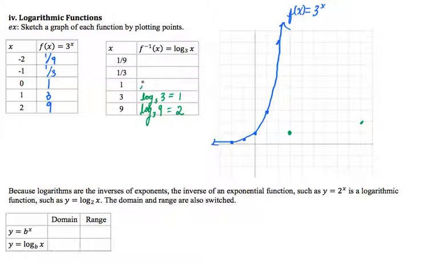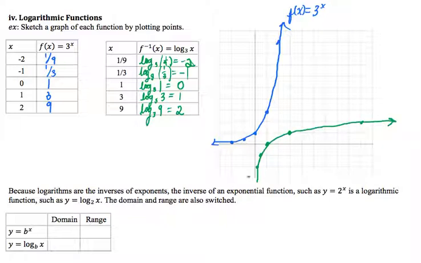Log base 3 of 1. 3 to what power is 1? 3 to the 0 is 1, so it goes through 1, 0. All right, log base 3 of a third means 3 to what power equals 1/3, which is negative 1. So we have the point 1/3, comma negative 1 right about there. And then last one, log base 3 of a ninth. 3 to what power is a ninth? That would be negative 2. I don't know why I wrote 3 there. Negative 2. Okay, so x is a ninth, y is negative 2. So this graph looks like this.